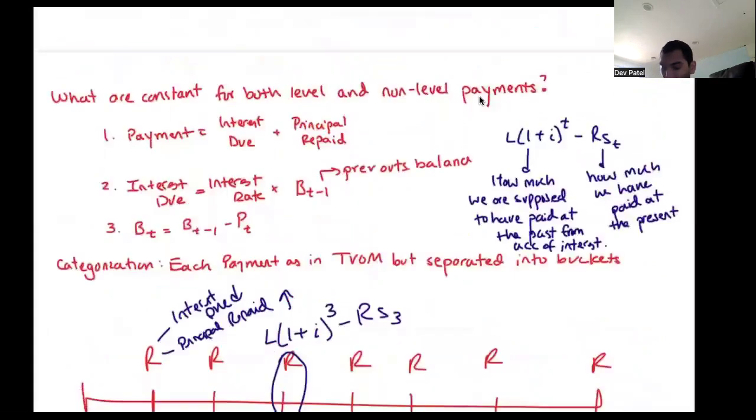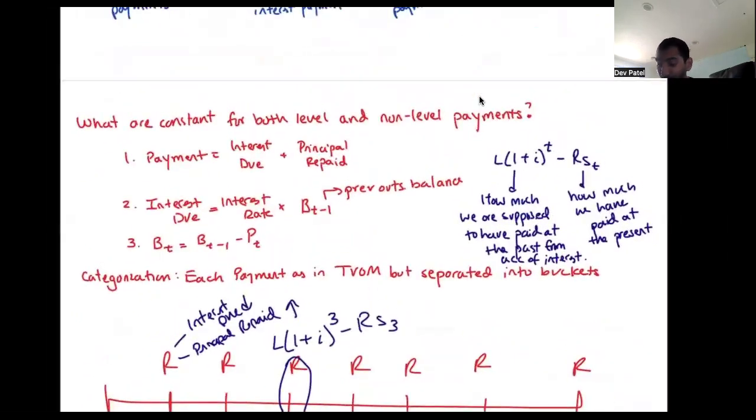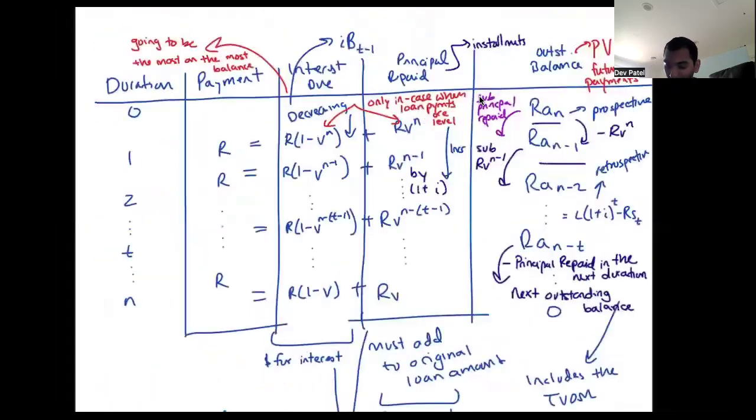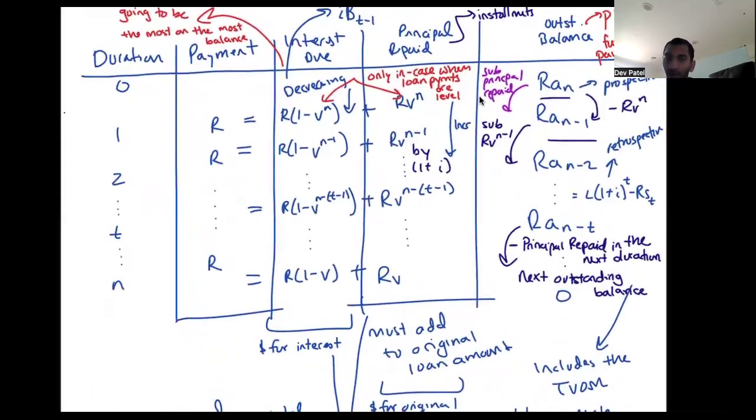The first thing is that the payment is always going to be equal to the interest due plus the principal repaid. The payment amount may not be fixed. This entire chart that you see is just for the case of level payments, where there's a fixed amount of payment at each time step. But that could not be the case. You could have 200, 300, or something like that.